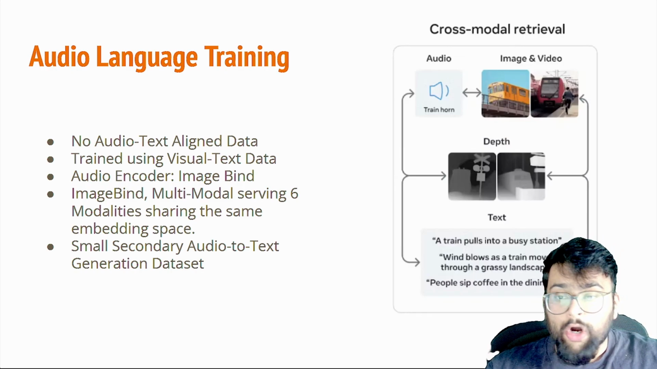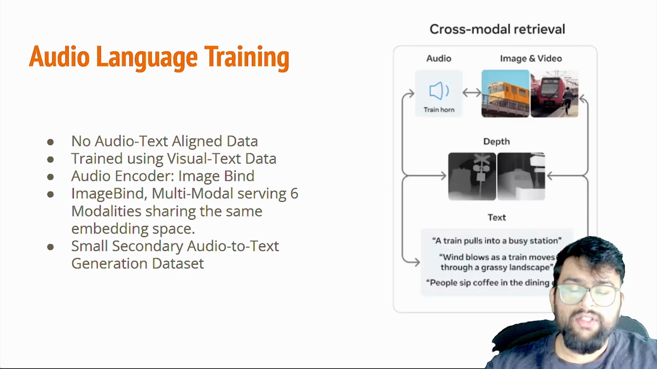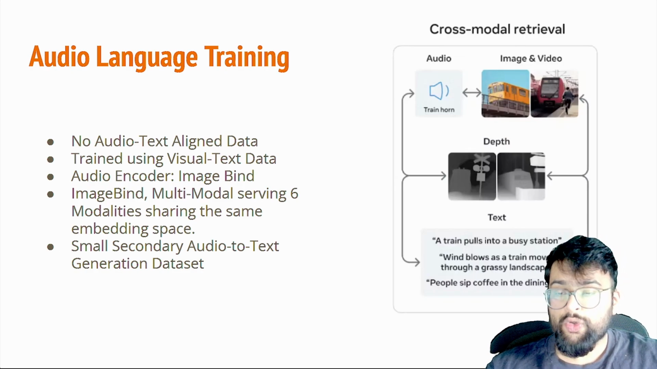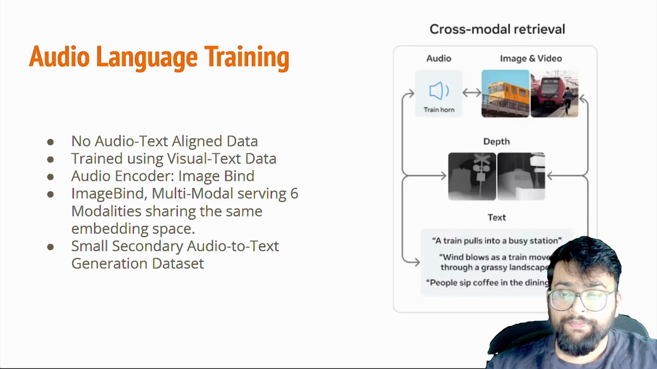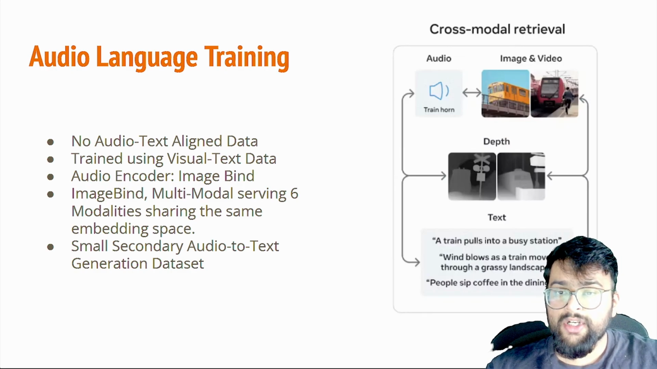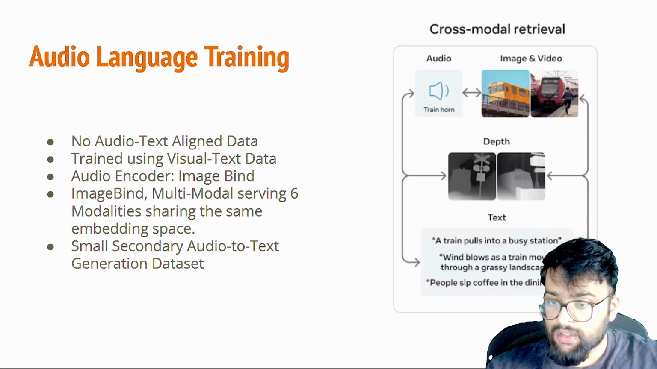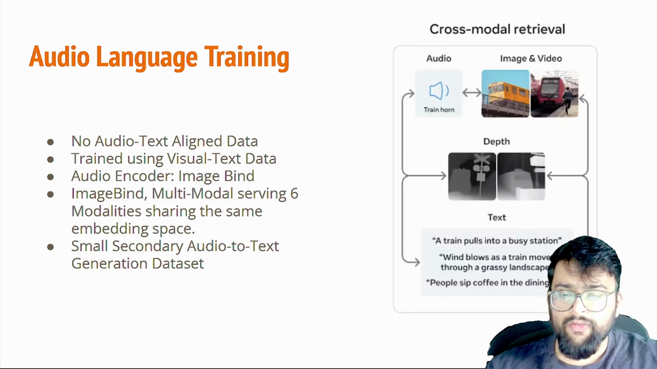Well, the audio encoder that they are using is the ImageBind audio encoder, which is a multi-modal model serving 6 modalities. So what they try to do is, by training the visual aspect of the ImageBind model, they are trying to also enrich the shared embedding space that all the modalities have in ImageBind, which means by understanding images, it will be able to understand how audio is working as well. And secondly, they have used a small secondary dataset of audio to text generation.